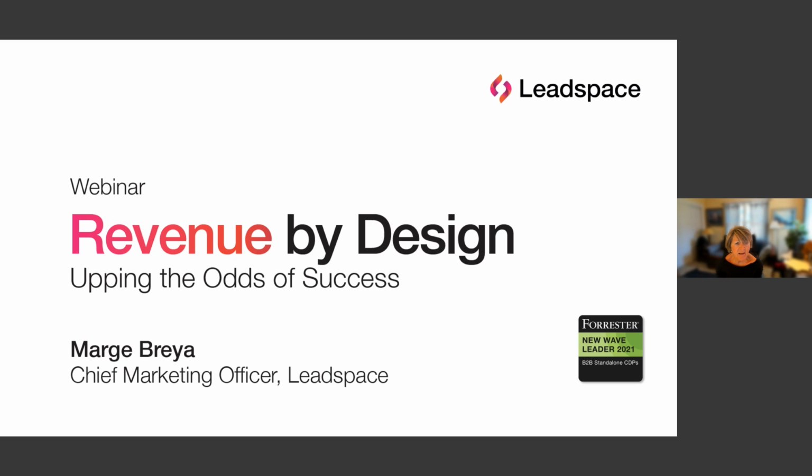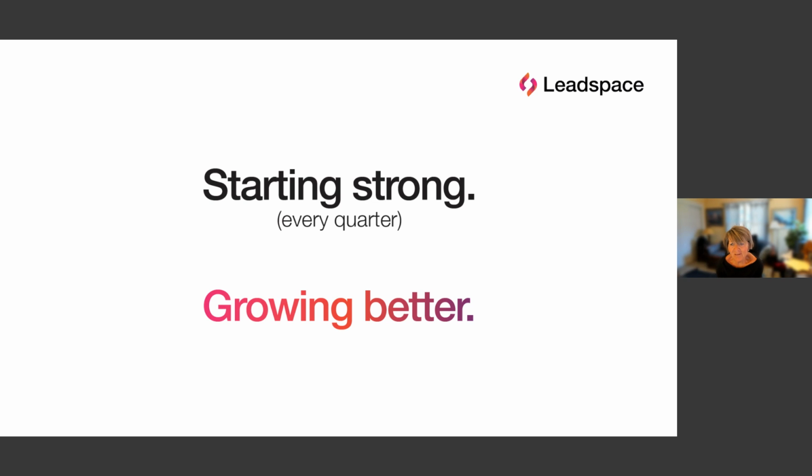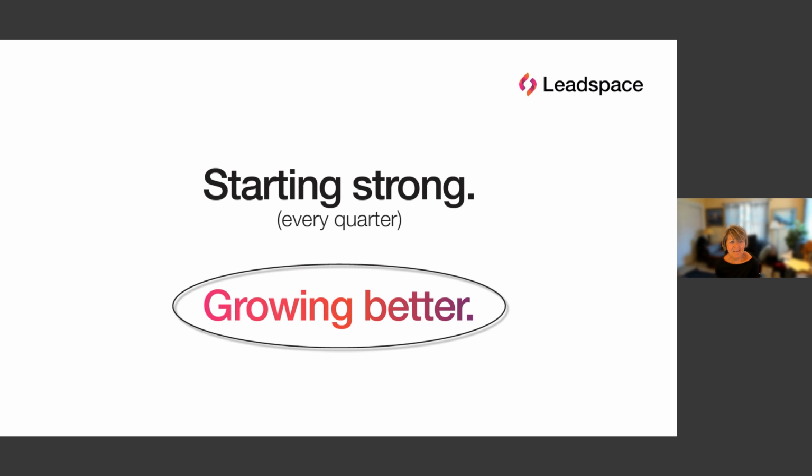What we'll be talking about is how to up the odds of marketing and sales campaign success. So let's get started. Next slide. So folks, it's always that time of year, and in sales and marketing, we're always starting a new quarter, ending a quarter, trying to create demand for the following year, or just trying to plan. So every single time it's about either starting strong, like every quarter or year, or growing better. We're going to assume that you're really good at starting strong every quarter, so what we're going to talk about is how to grow better systematically on an ongoing basis.